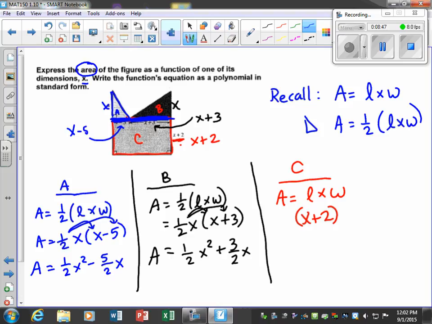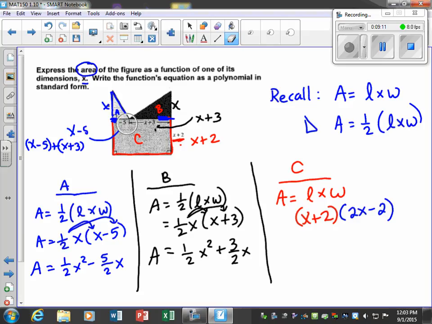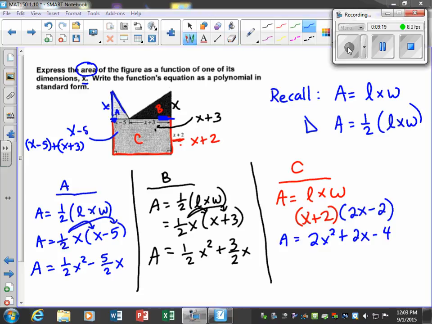So x minus 5 plus x plus 3 would give us 2x minus 2. Good. We had to calculate that side, but we just added this portion to this portion, and I'm going to erase it so maybe you can see that again. Okay, FOIL this out. First, outer, inner, last. You can pause it. When you FOIL this and simplify, you get 2x squared plus 2x minus 4.